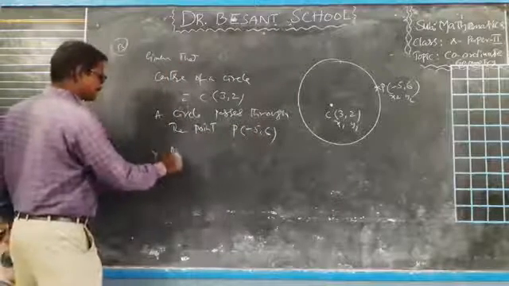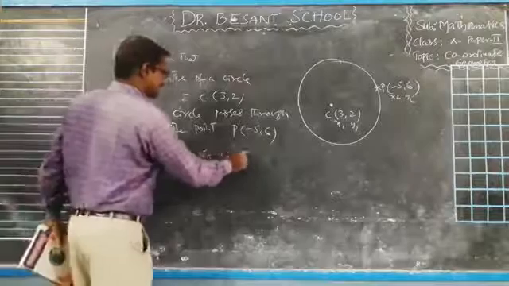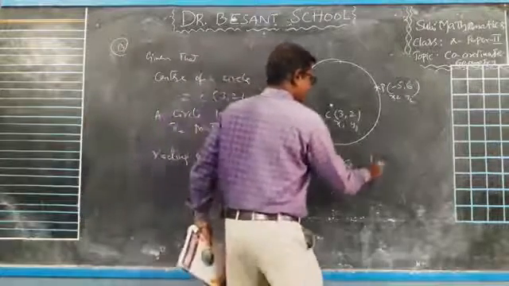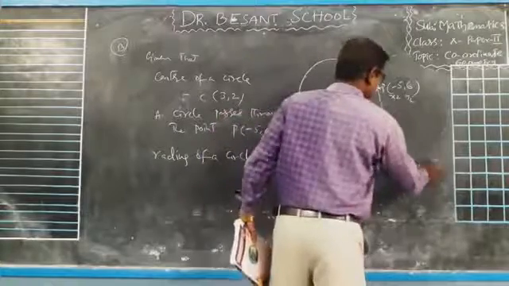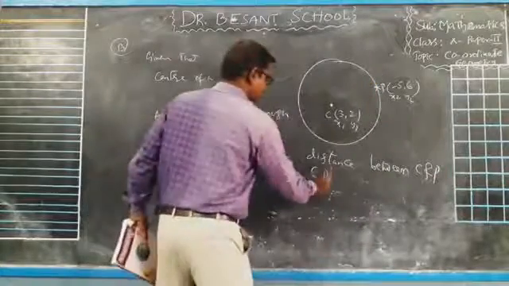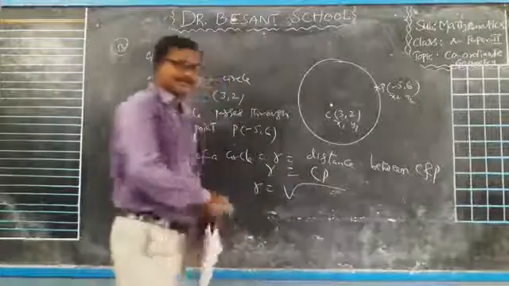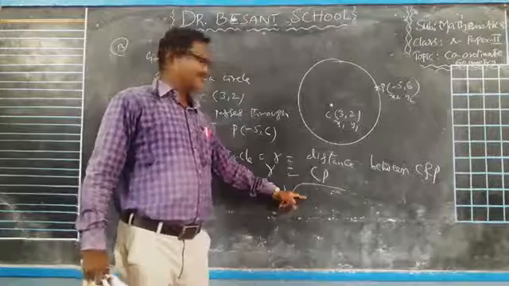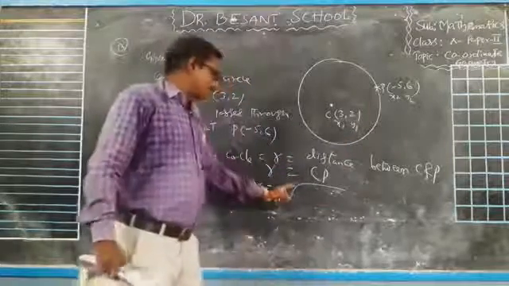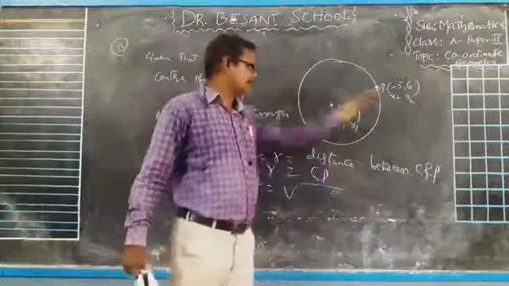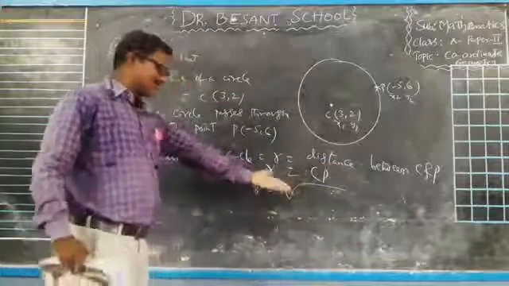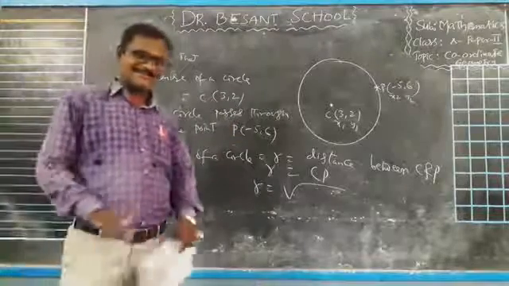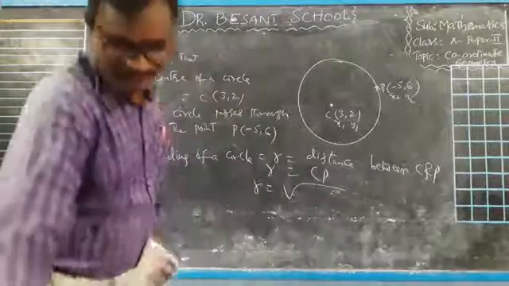We need to find the radius of the circle. Radius of a circle R equals the distance between C and P, that is R equals CP. R equals root over (x2 minus x1) whole square plus (y2 minus y1) whole square. Already we supposed x1, y1 and x2, y2. Replace those values and simplify. Whatever distance you get, that is the radius of the circle. Did you understand children? Can you do this one? Yes. Okay.